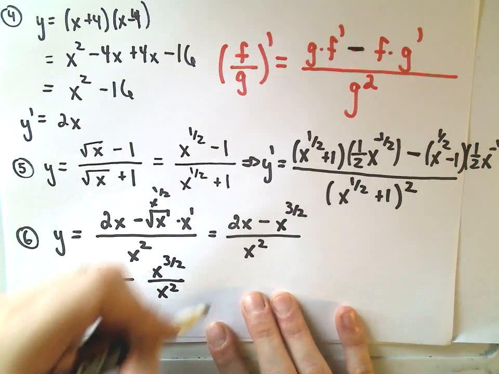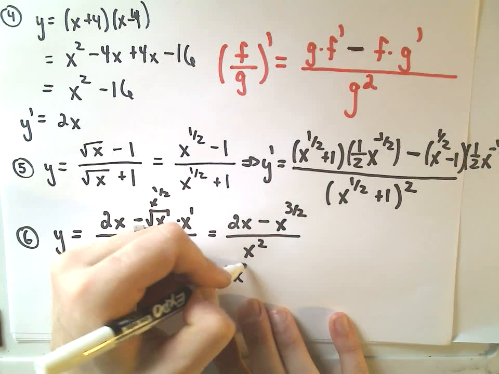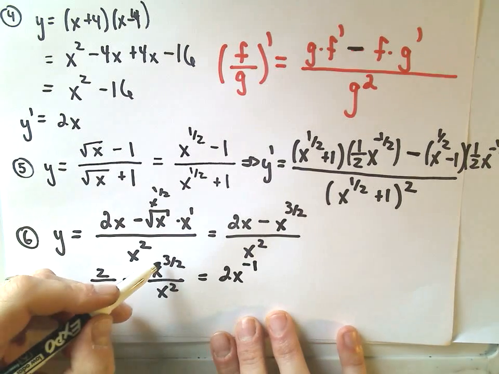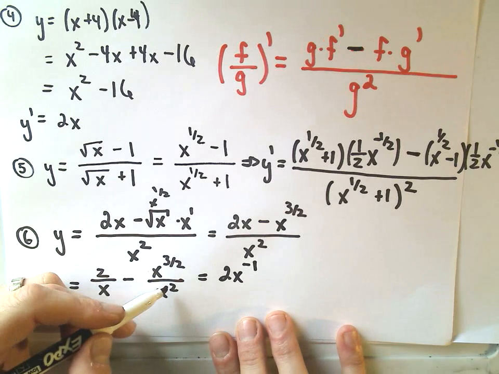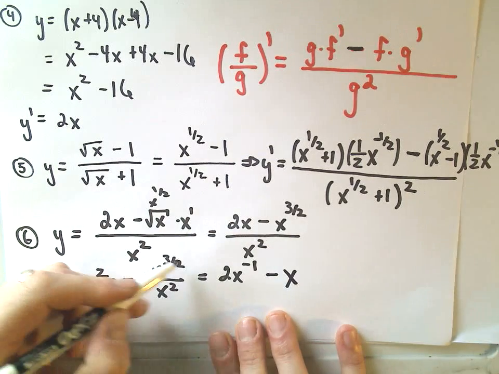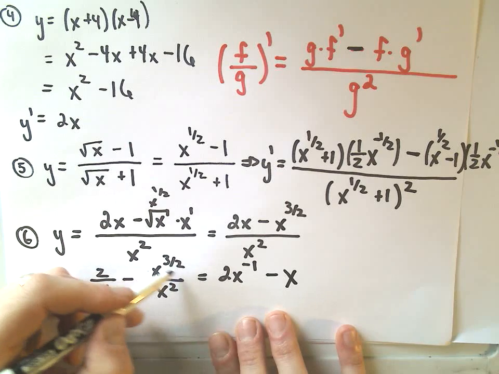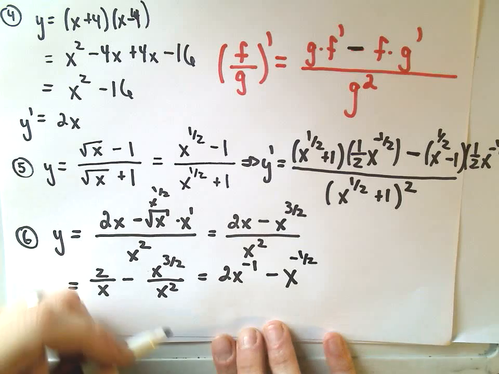So I'm going to do two steps at once here. 2 over x, I'm simply going to write that as 2x to the negative 1. x to the 3 halves over x squared. So 3 halves minus 2, you can think about the 2 as being 4 over 2. So you may have to write this down to the side if you're a little rusty with your fractions. 3 halves minus 2 will give us x to the negative 1 half.